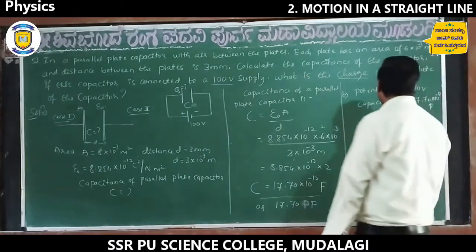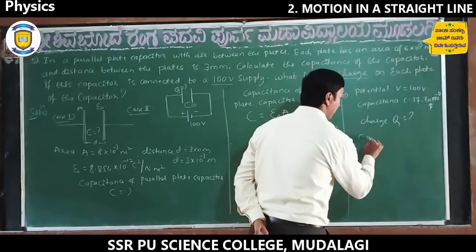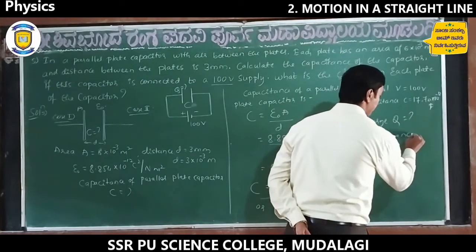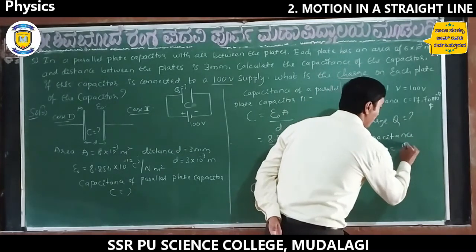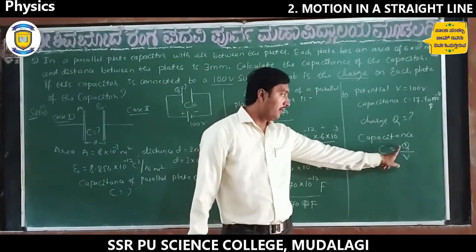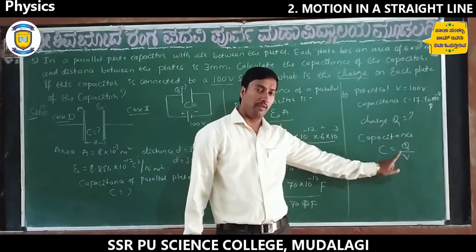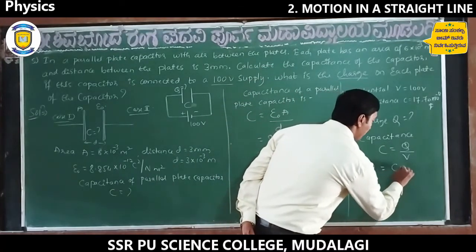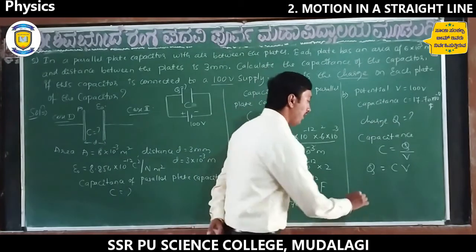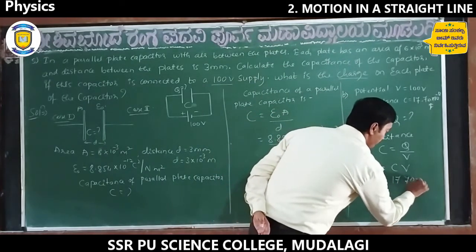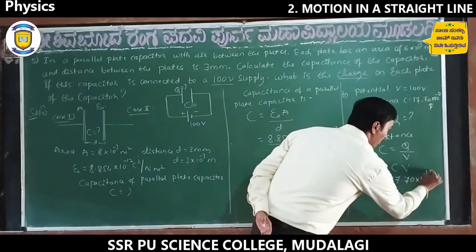What is the capacitance formula? Capacitance C equal to Q by V. So charge Q equal to C into V. C is 17.70 into 10 to the power minus 12, into 100.